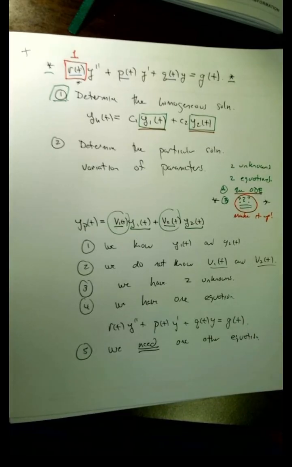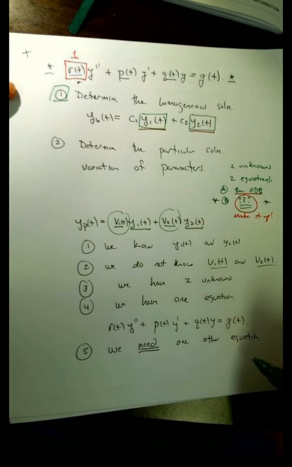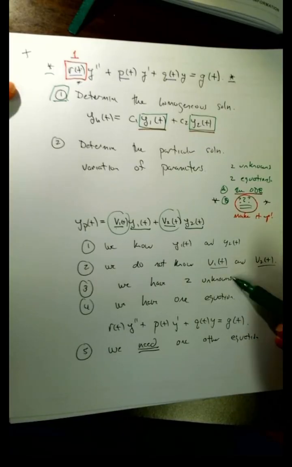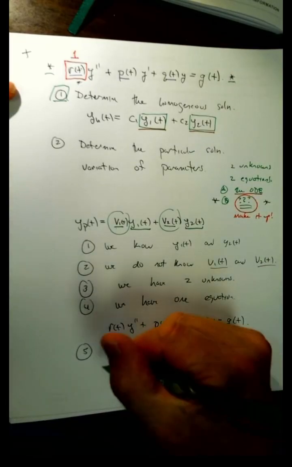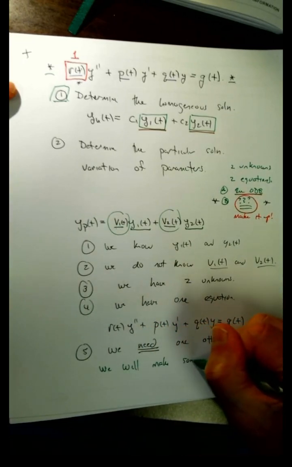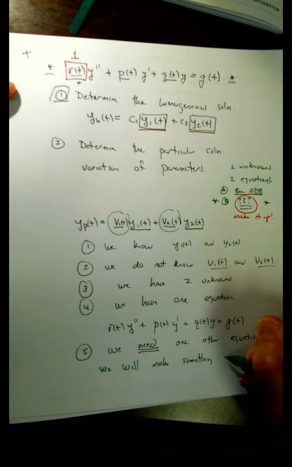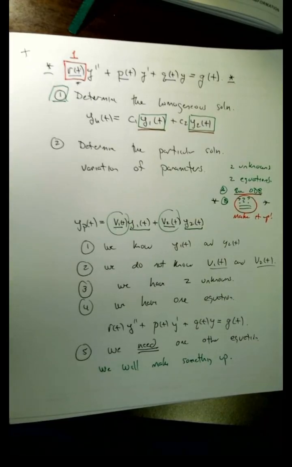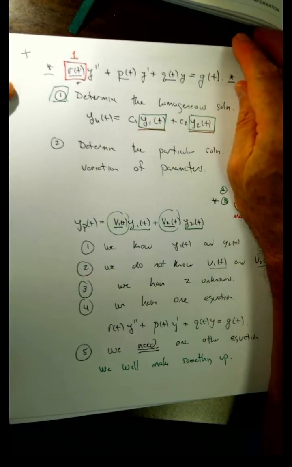Okay, and because we need this to solve, if we have two unknowns in one equation, what we're going to do is we're just going to make something up. But we're going to make something up that makes the process as easy as possible.